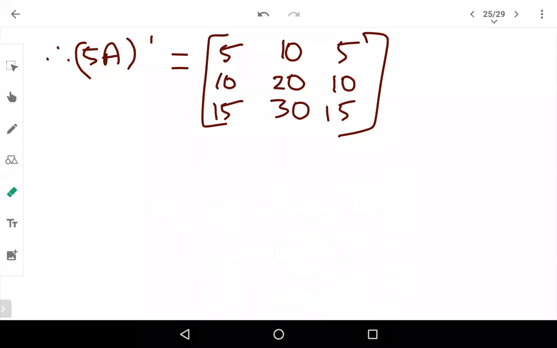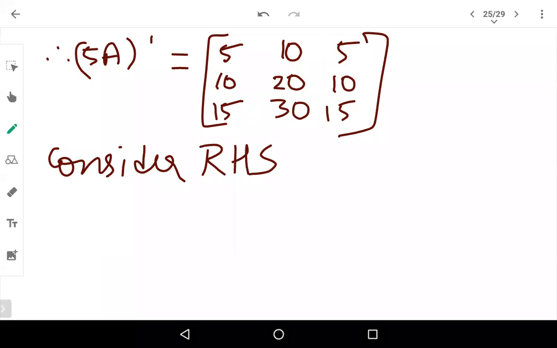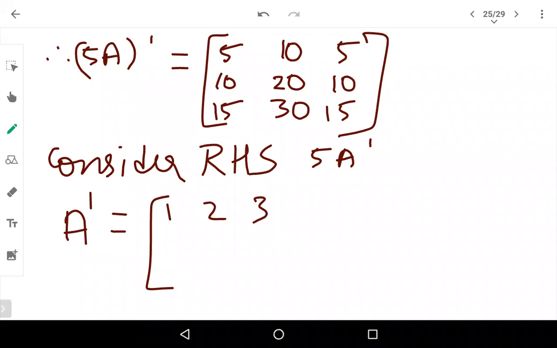Okay, so this is LHS. Now let us consider RHS. What is RHS? 5 into A transpose. For this, we are supposed to find out A transpose. Correct? So A transpose is equal to, what is A? 1, 2, 3, 2, 4, 6, 1, 2, 3 transpose.